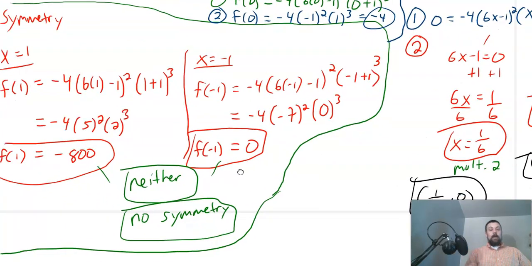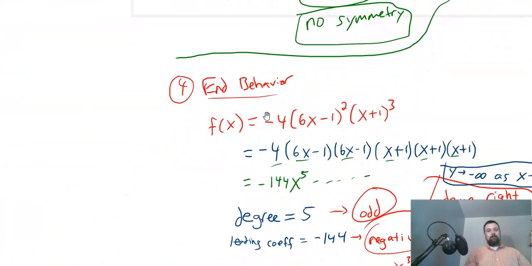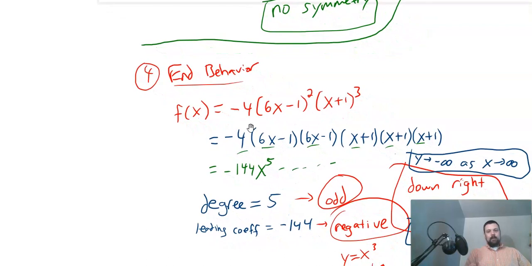All right, now for the end behavior, try to keep the graph hidden until the end. See, I guess I could do that and you still can't see it.